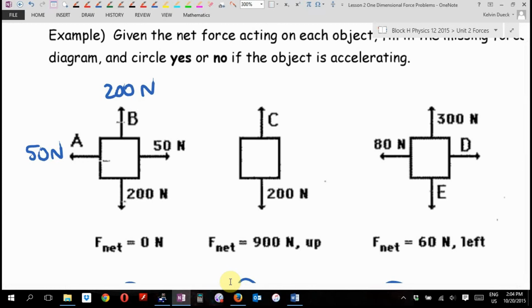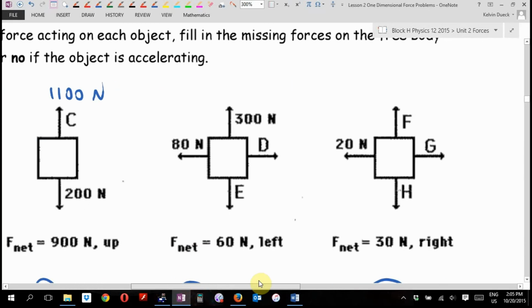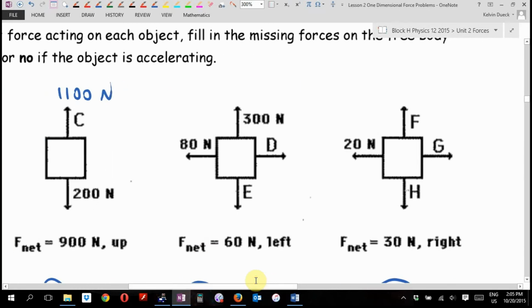If the net force is 900 newtons up, how big must C be? Got to be 1100 newtons. Right? If the net force is 60 newtons to the left, how big must D be? 20? How big must E be?